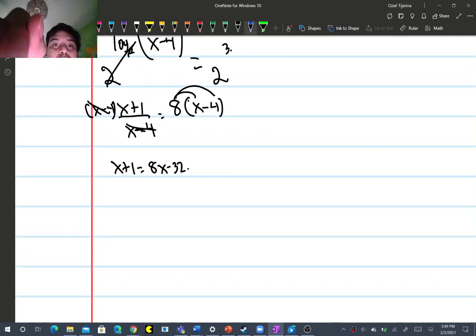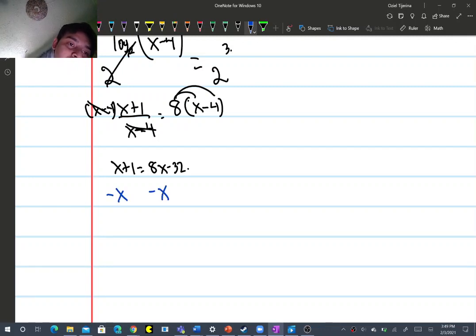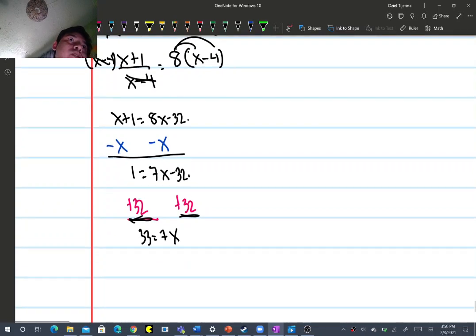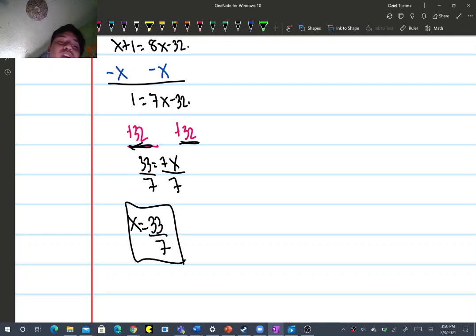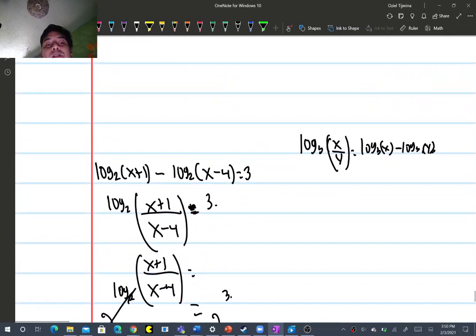From there, this is a simple linear equation, you just go ahead and subtract x on both sides, and then you say 1 is equal to 7x minus 32. Then after that you add 32 on both sides, and you get 33 equals 7x. So that means that x equals 33 over 7. Now you can always check with a calculator to make sure that that's exactly what it is.